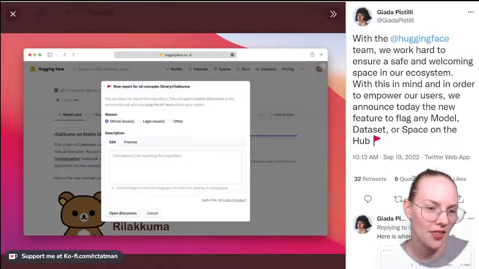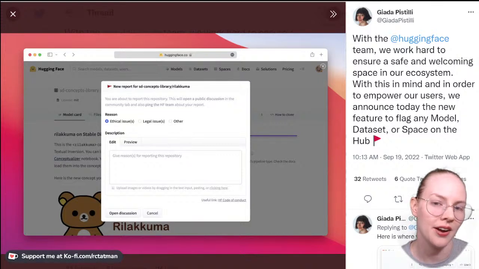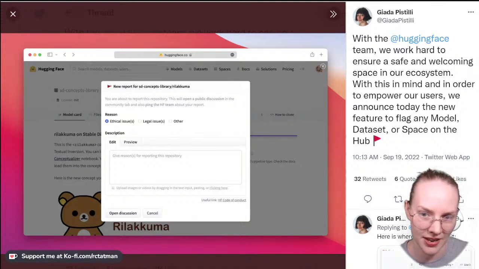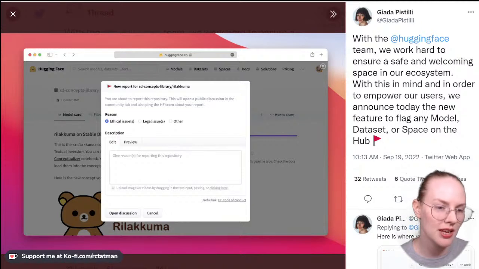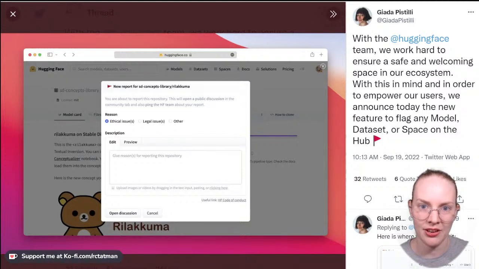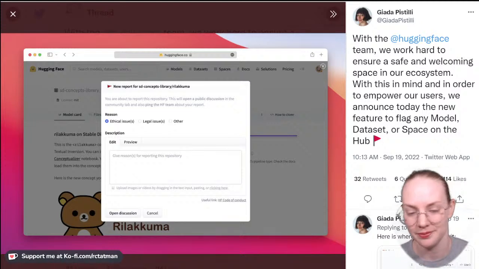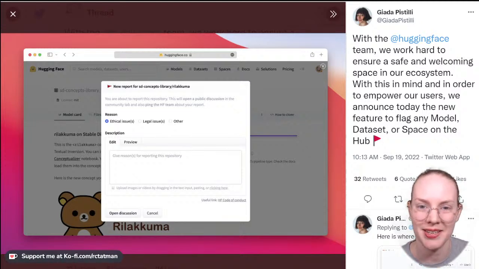Also on the ethics side of things, there is a new feature on Hugging Face where you can report, I believe, any repositories, so that includes datasets and models, for ethical or legal issues. I think it's good to have. I do think this offloads a lot of the responsibility onto the community, but it's good to have reporting available. So good to know, better than nothing, not as good as it could be.